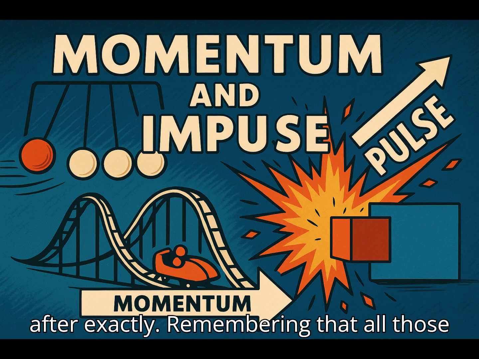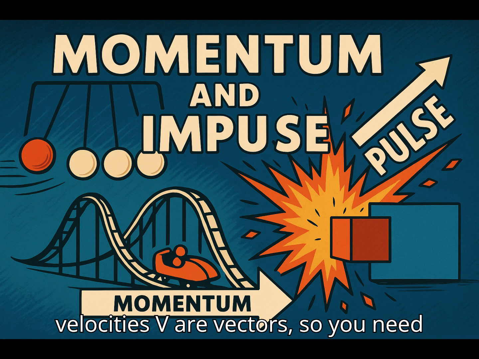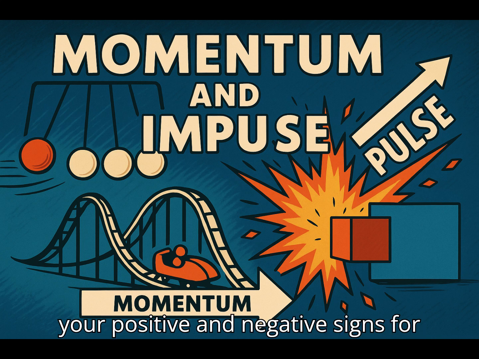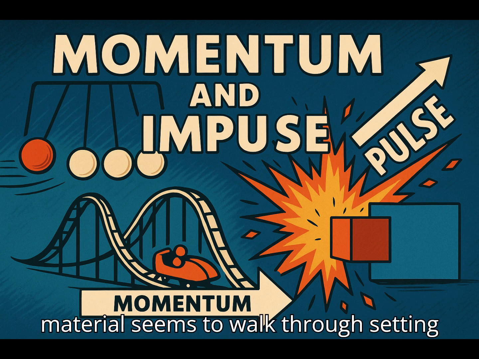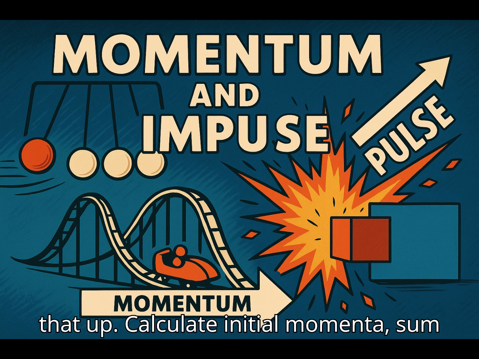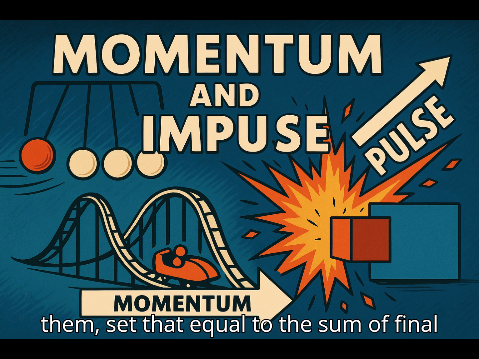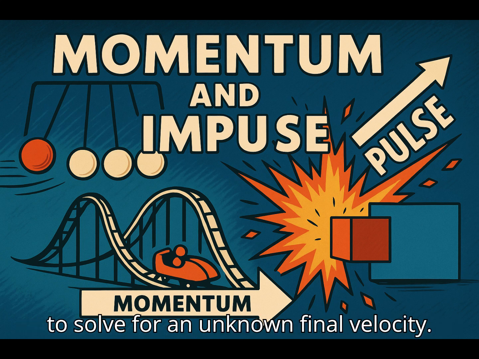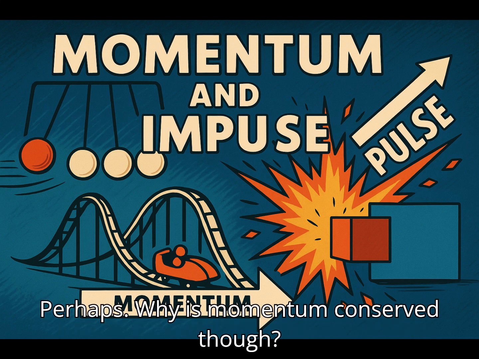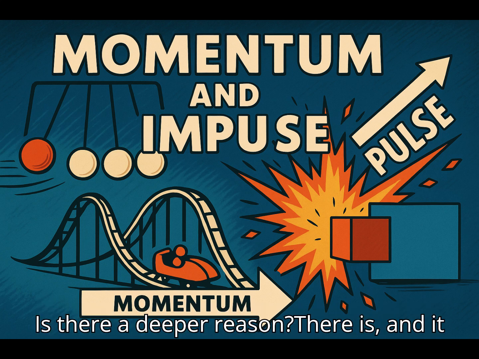Exactly. Remembering that all those velocities v are vectors, so you need your positive and negative signs for direction in the calculation. The billiard ball example in the study material seems to walk through setting that up. Calculate initial momenta, sum them, set that equal to the sum of final momenta. And often you use that equation to solve for an unknown final velocity, perhaps. Why is momentum conserved, though? Is there a deeper reason?